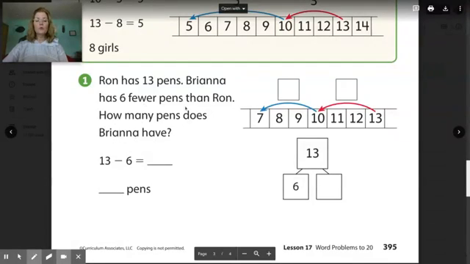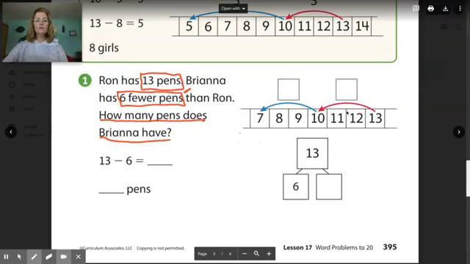So let's do our important information. Ron has 13 pens. Brianna has 6 fewer pens than Ron. So fewer means less. Less, are we going to add or subtract? Yep, you're going to subtract. And the question we're answering is how many pens does Brianna have?